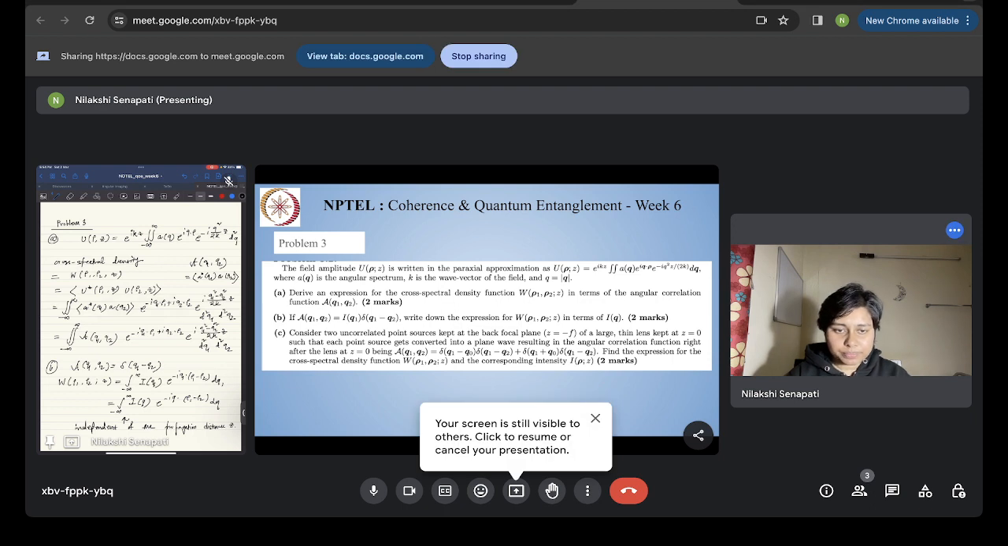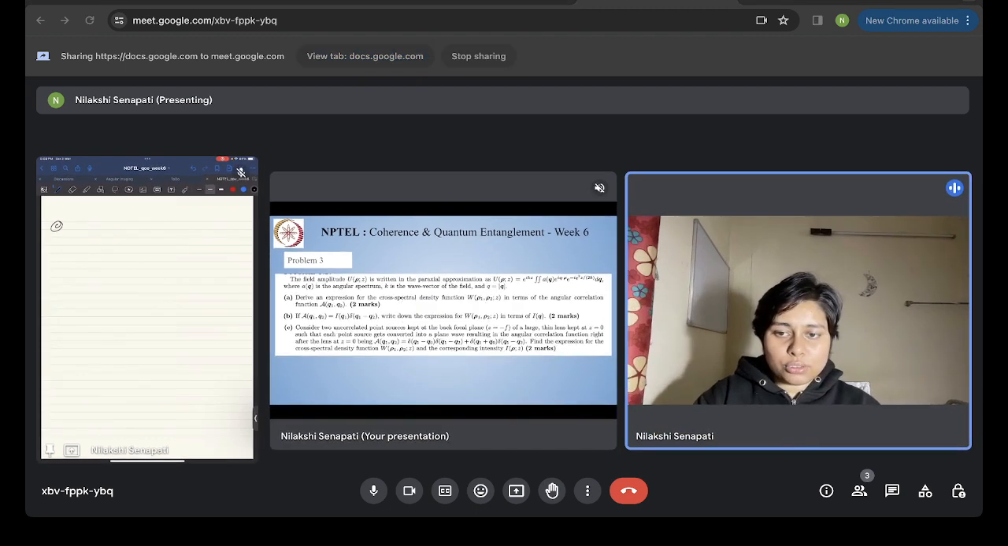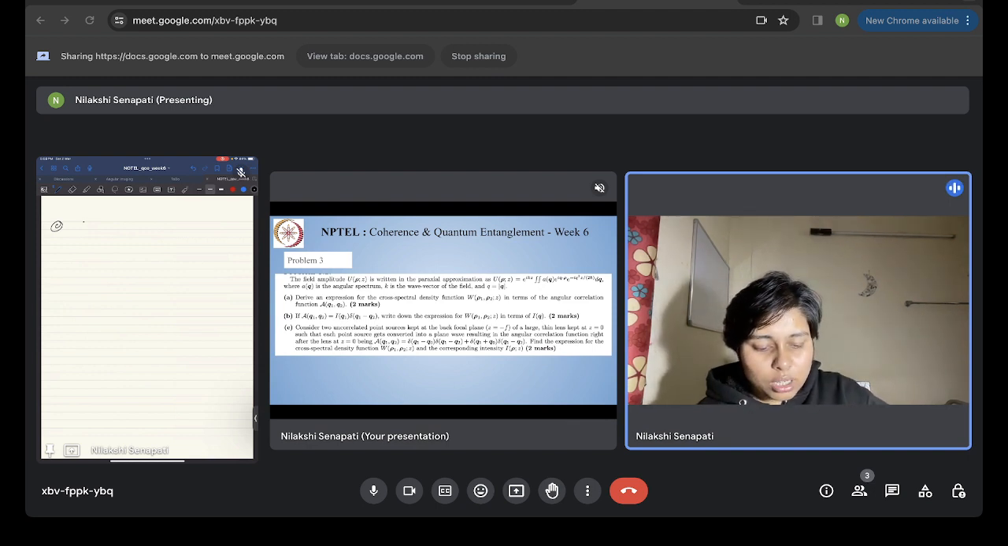Now part C. It says consider two correlated point sources kept at the back focal plane of a large thin lens kept at z equal to 0, such that each point source gets converted into a plane wave, resulting in the angular function right after the lens at z equal to 0 being this one. Find the expression for the cross spectral density and the corresponding intensity. Alright, we'll do so. So now A is given like this.